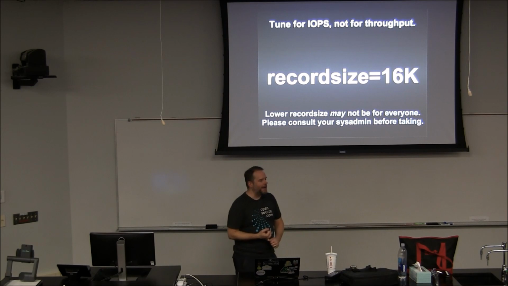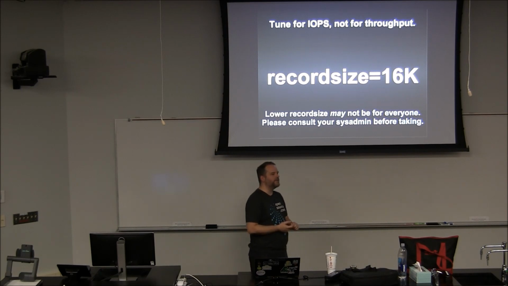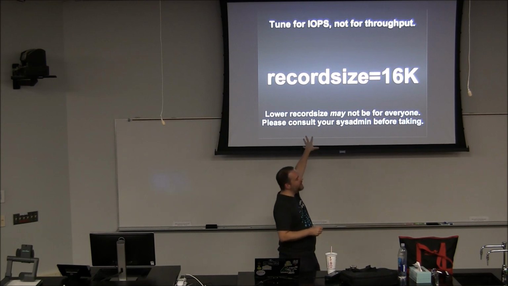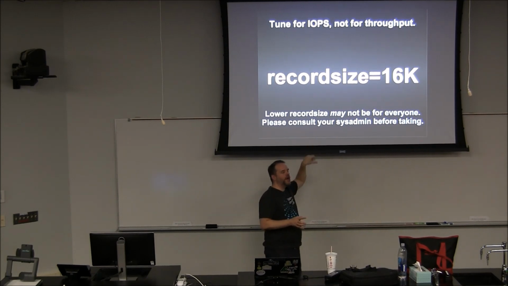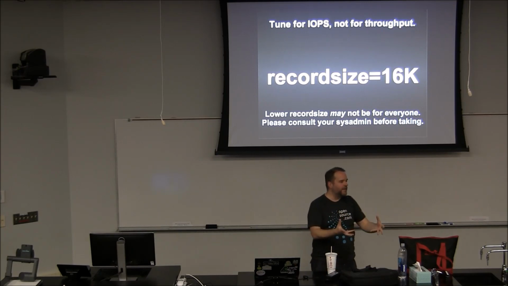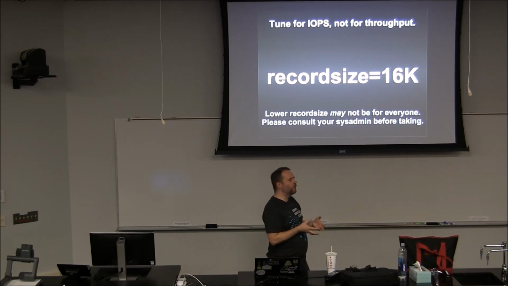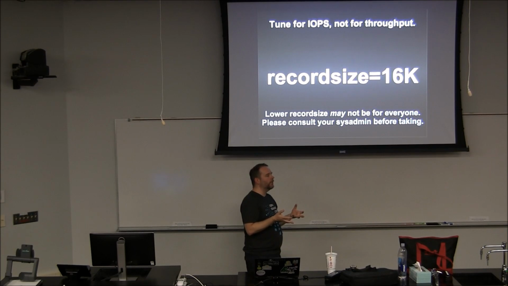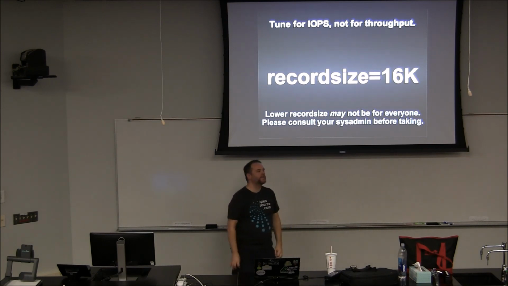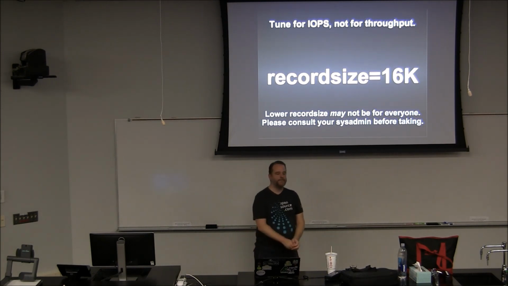If you're doing database binaries or VM images or anything that might have a lot of small I/O, you're going to want recordsize=16K so that you're not forcing it to read in or write out bigger amounts of data than what it actually needs. So in that case, it will greatly increase the amount of performance you get out of your system. Now the exception to that is, you'll notice down here I said lower record size may not be for everyone. Please consult your sysadmin before taking.